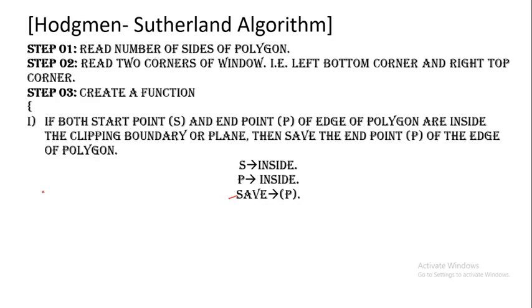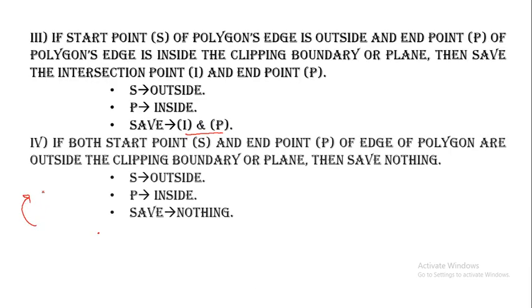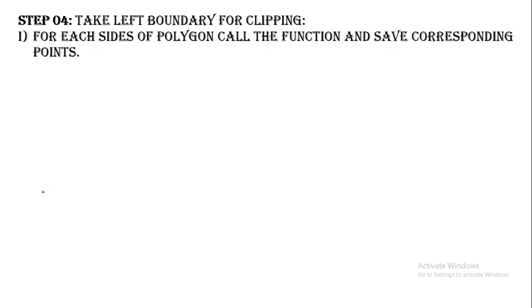And then step number one, we write the read the information of polygon. Second step, we read the information of window, and third step, we write the function, and after writing the function we return to the calling person. Then step number four, we have to take the left boundary first for clipping the polygon. First you have to consider the left boundary only, and then we have to call the function for each side of the polygon, and then save the corresponding points.